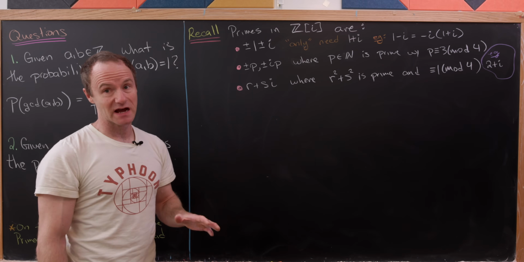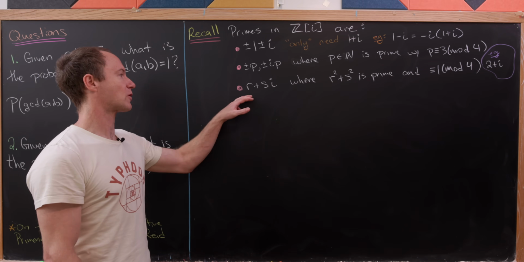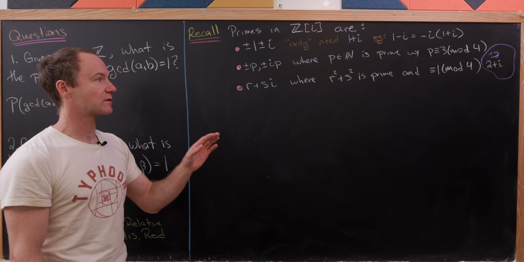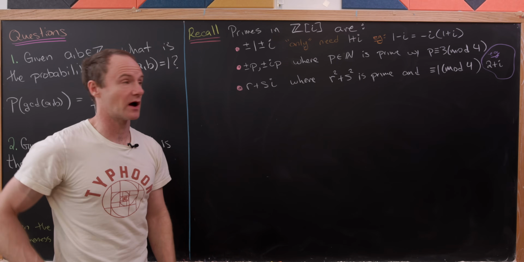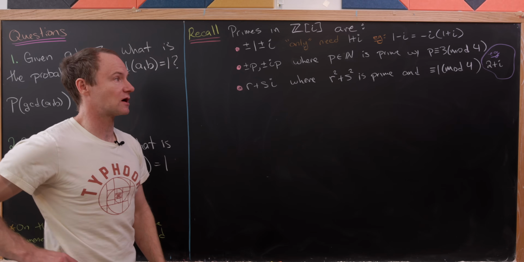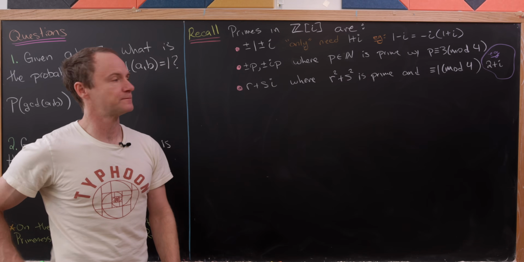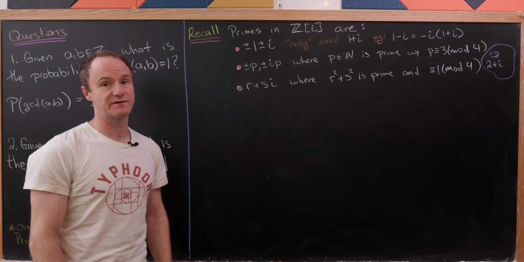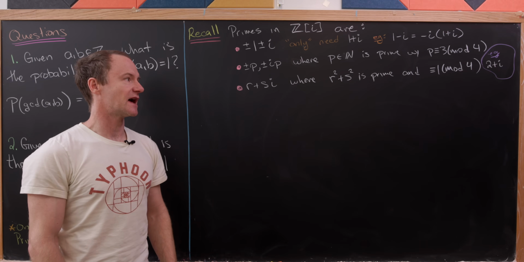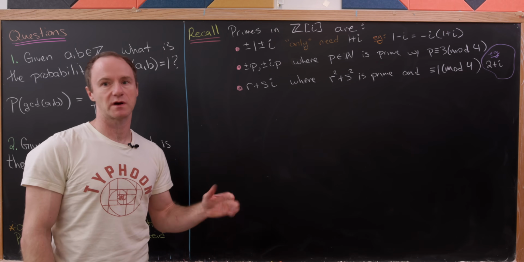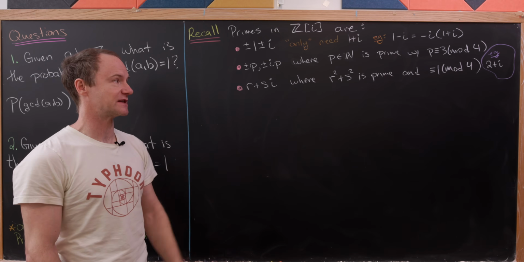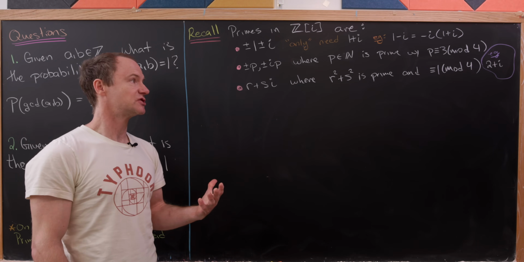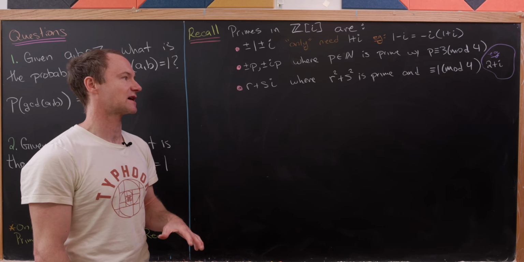And then our last type of prime will be of the form r plus s times i, where r squared plus s squared is a prime, and it's congruent to 1 mod 4. So, for instance, 2 plus i is one of these primes. Notice that 2 squared plus 1 squared is 5. That's a prime that is 1 mod 4. And in fact, 5 factors as 2 plus i times 2 minus i.